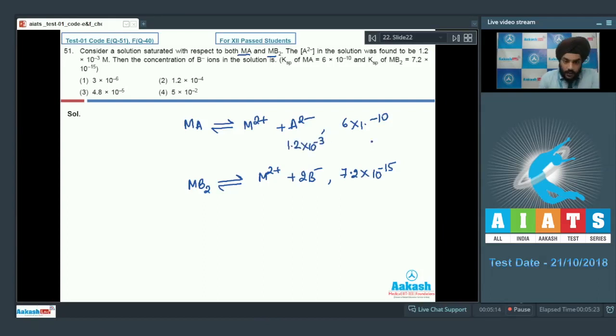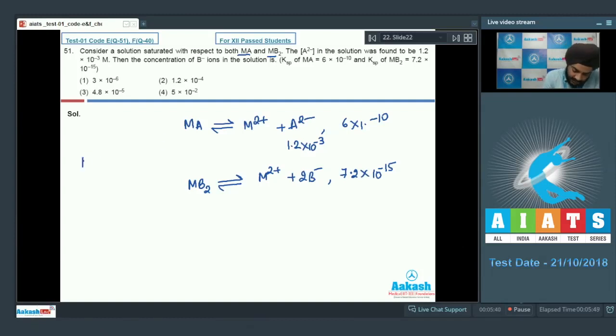Using the first equilibrium, we can find the value of M2 plus ion concentration, and since both of these equilibriums are established simultaneously, the M2 plus ion concentration which we calculate here can be used in the second expression to find the concentration of B minus ions. So let's start with solving the concentration of M2 plus ions.